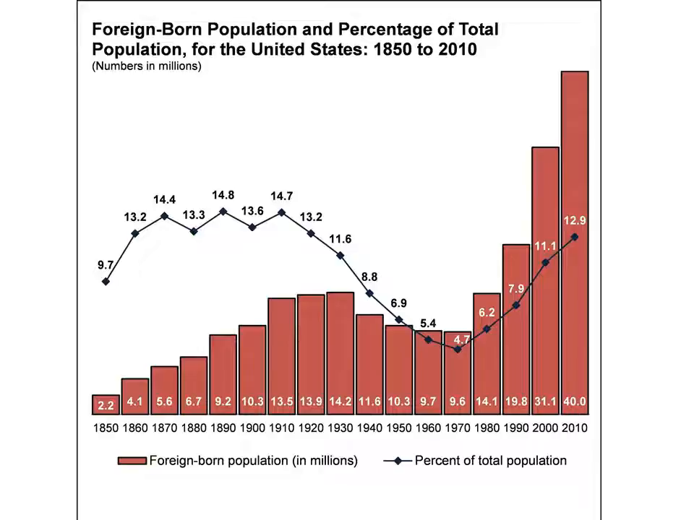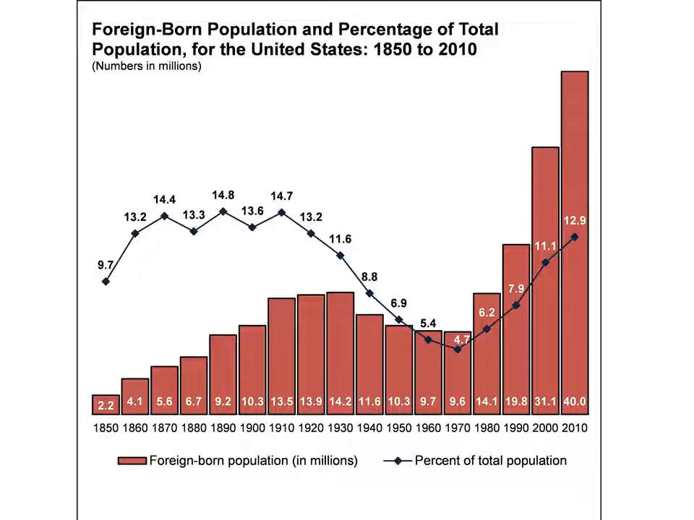On this map, it goes from 1850 to 2010. You can see the foreign-born population of the United States in the red bars for each decade. And you can see the foreign-born population of the United States as a percent of the population on the black line with the diamonds marking each decade.